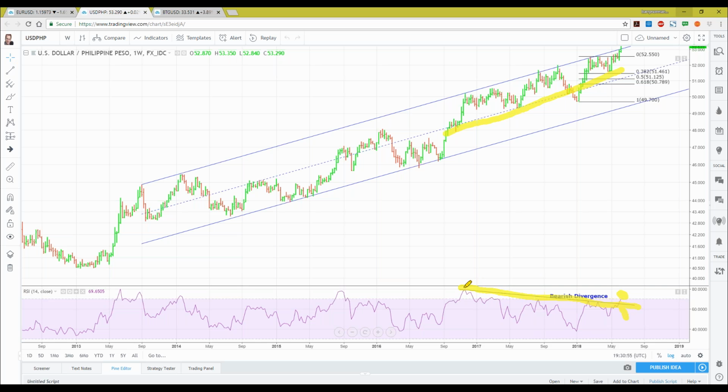Okay, so whenever we see, and we can very obviously see the difference between the trend of the markets and the trend of the indicator, the trend of the RSI.